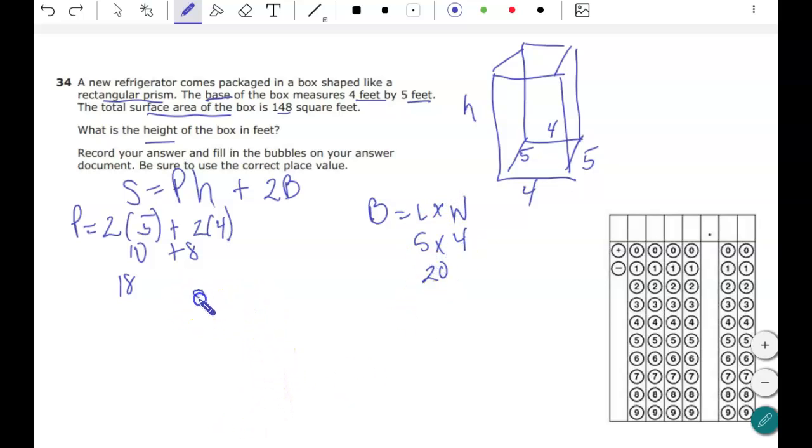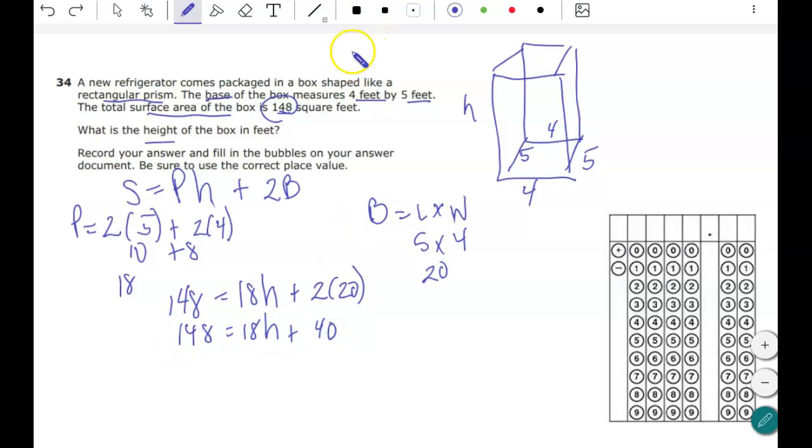All right, we're going to use that formula and plug in the numbers that we have. Oh, we do know what the surface area is. Remember, it is up here. Surface area is 148, so I'm going to put that for the S. Then we're going to put 18. We don't know what H is. And then we're going to do 2 times 20. Simplify that. 2 times 20 is 40.